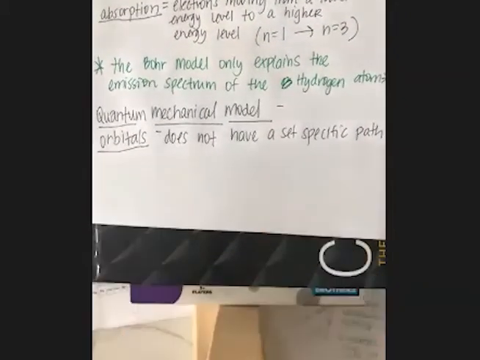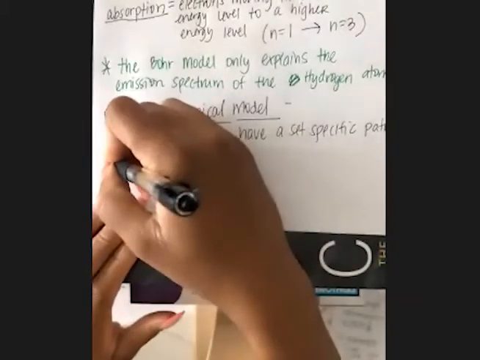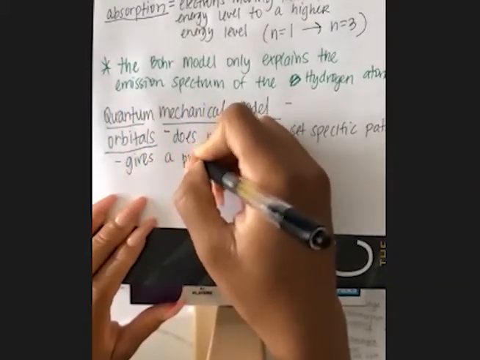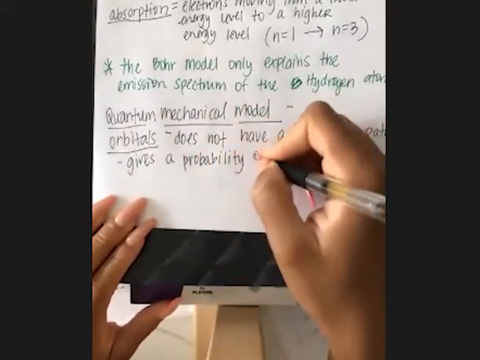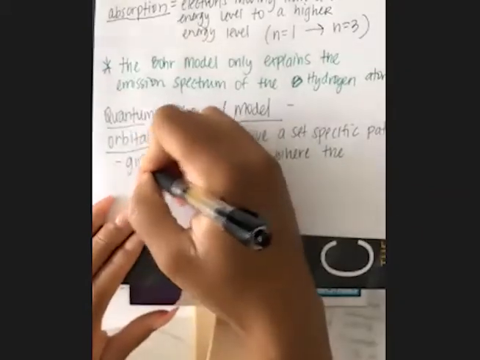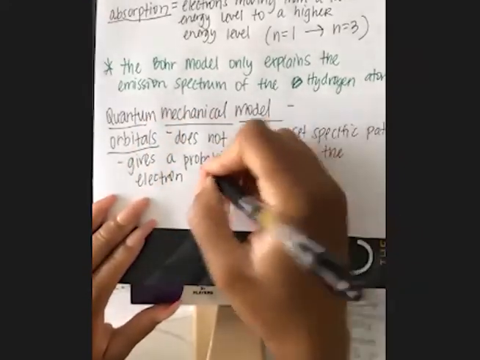The issue is we found out that you could never really know where the electron is and how fast it's going at the same time. And so these orbitals just give a probability of where the electrons reside. So the orbital just gives a probability because you don't ever really know exactly where the electron is going to be.